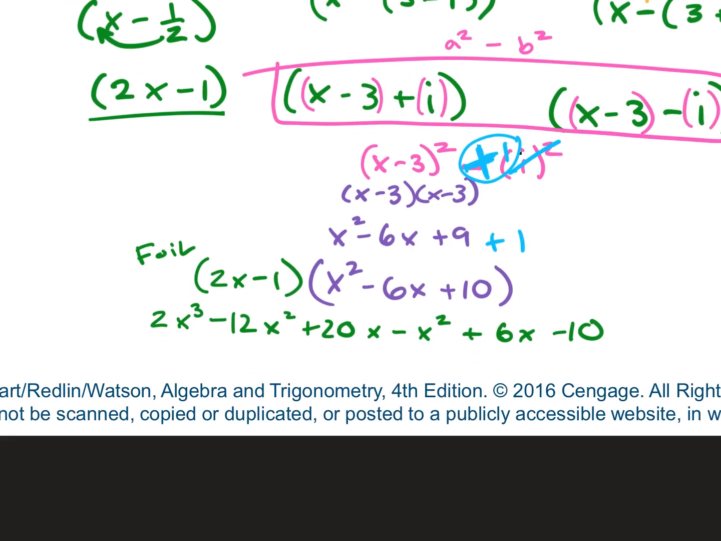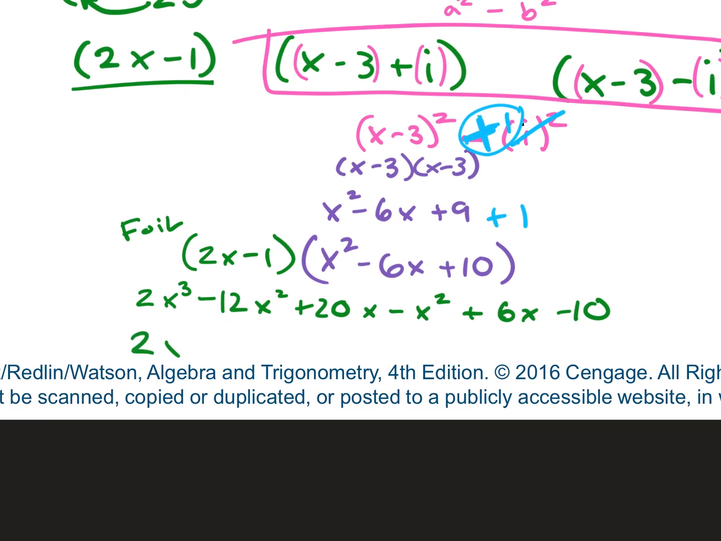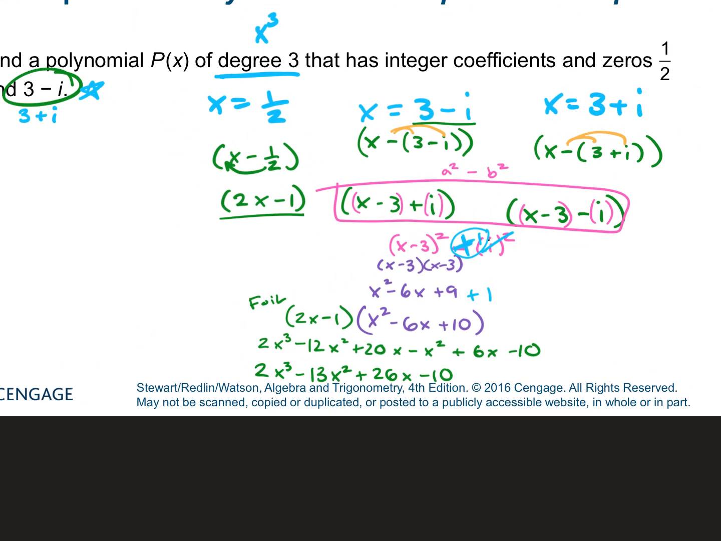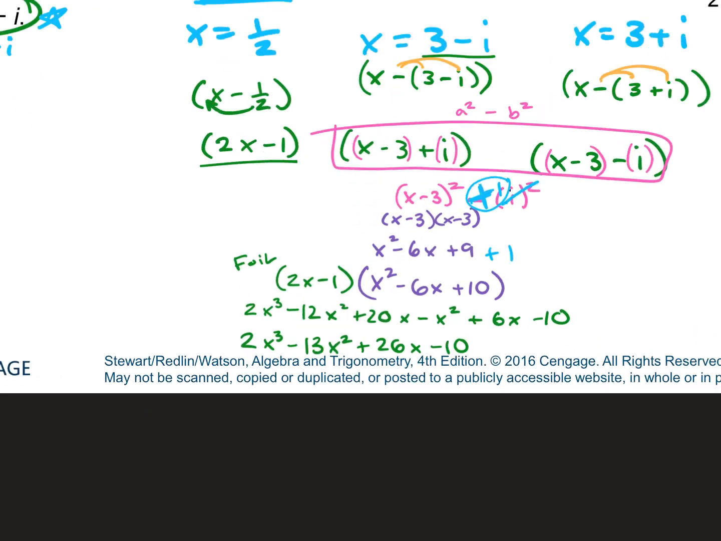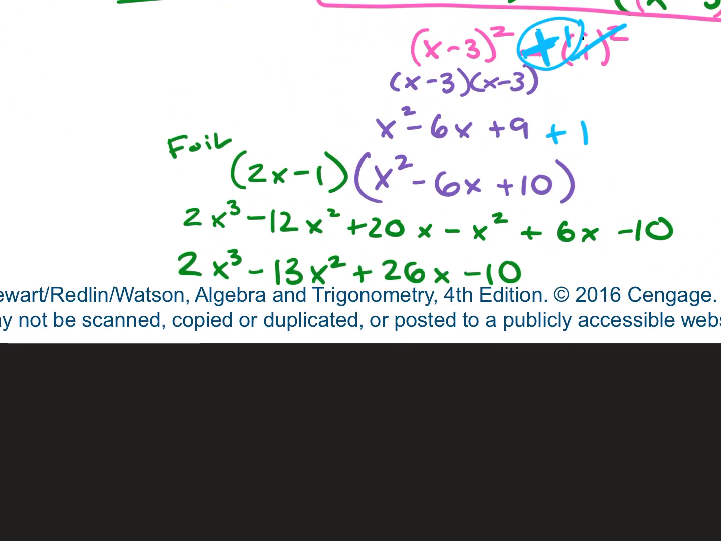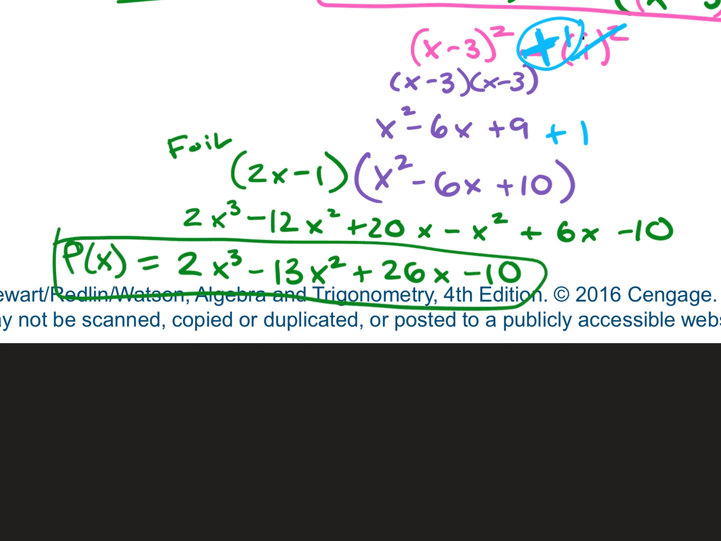What do we do next? Combine like terms, 2x cubed. This would be minus 13x squared plus 26x minus 10. And the very last step, what do I need to do? I got to name it. So we have to say p of x is equal to 2x cubed minus 13x squared plus 26x minus 10.